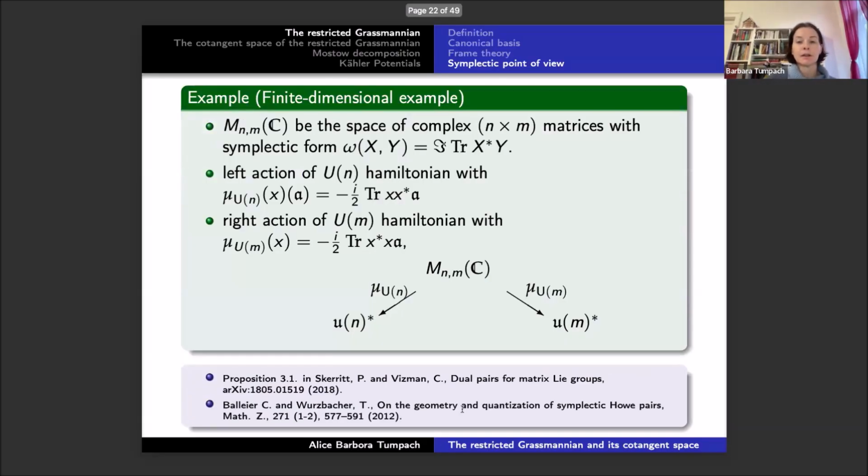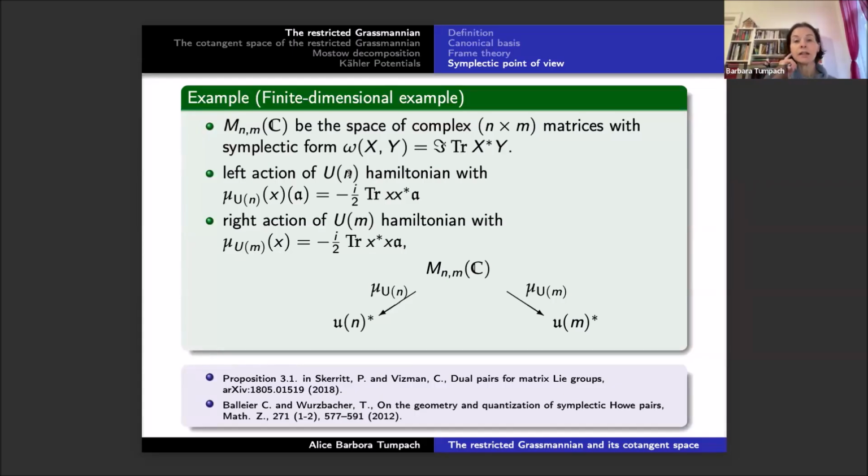Let me give an example first in finite dimension. I'll take the space of complex matrices with n rows and m columns, which is endowed with a symplectic form, which reminds you of the one that we used before, the imaginary part of the trace.